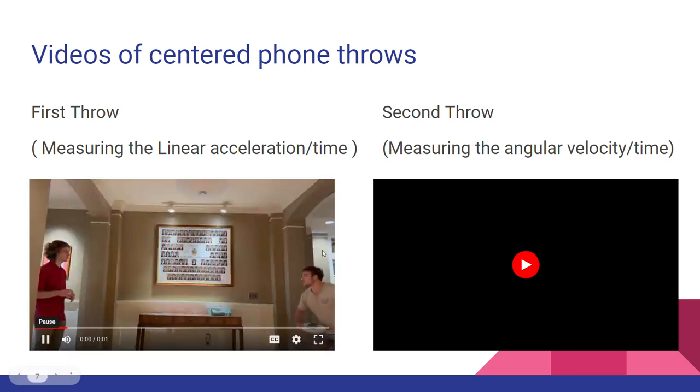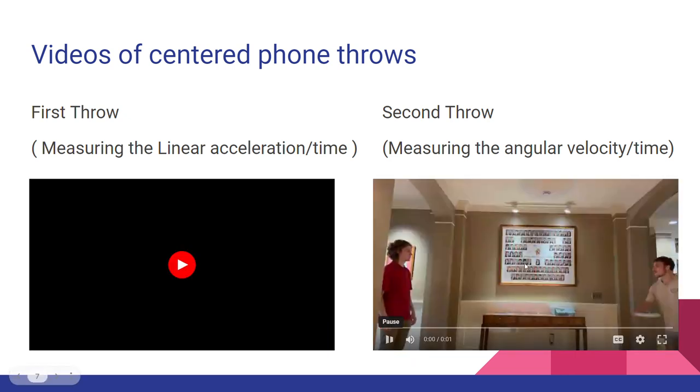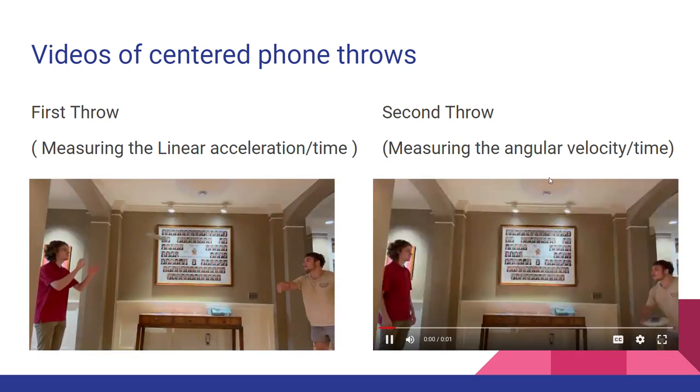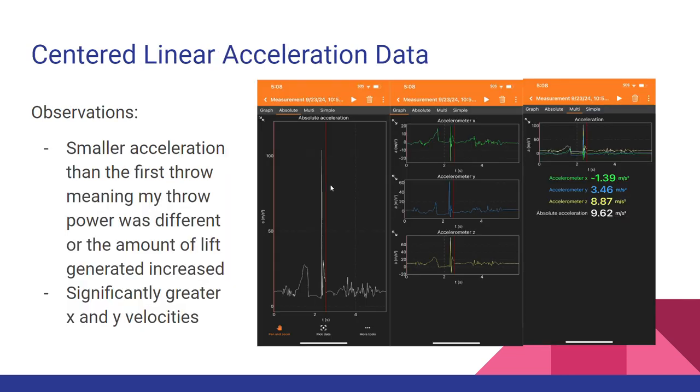So with the phone in the center, I throw it. This time I didn't drop it, although it looks like I threw more up this time. I don't think that'll affect my data too much. If it does, it should be marginal. Here's the centered linear acceleration data. It's a smaller acceleration than the first throw, probably because I threw it up and it seemed to generate a little bit more lift. Besides that, we see what we expect in the y direction: it's significantly greater in linear acceleration and significantly less in angular velocity. That's good. That means we didn't screw up too badly. Of course, these are going to vary based on how big my throw power was. It did look like I kind of lofted that second throw a little bit more.